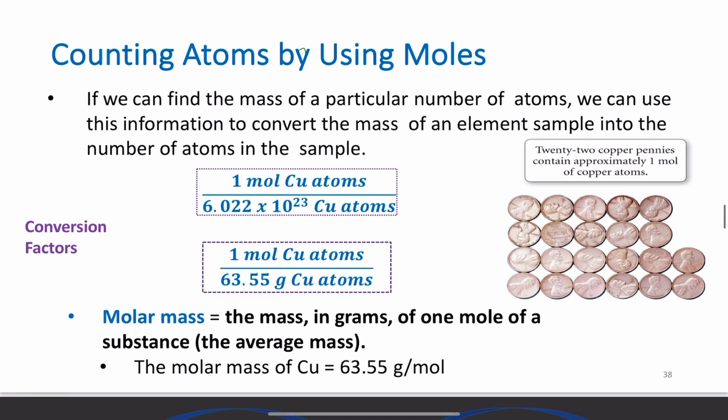So how does this help us? Well, we can count atoms by using moles. If we can find the mass of a particular number of atoms, we can use this information to convert the mass of an element sample into the number of atoms of that sample. So let's go ahead and look at copper.